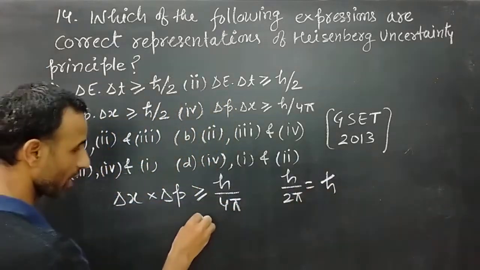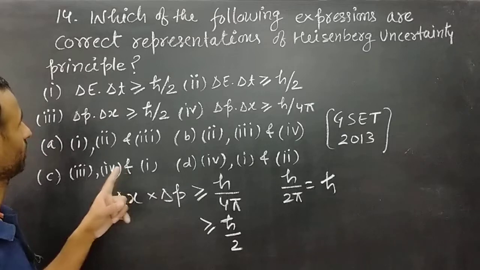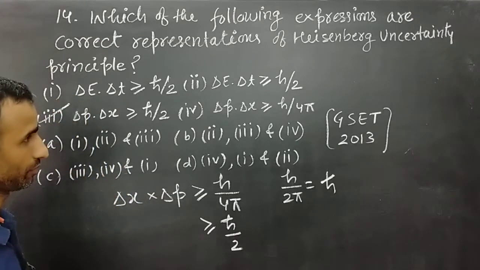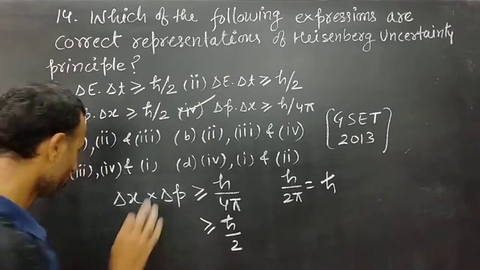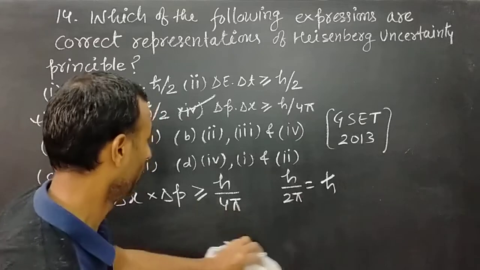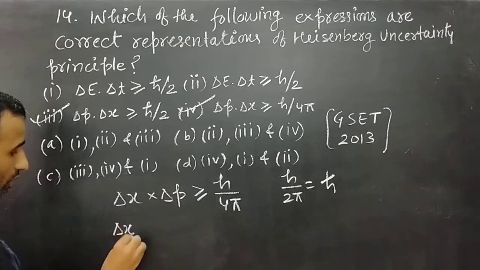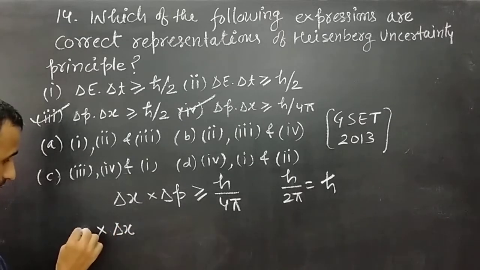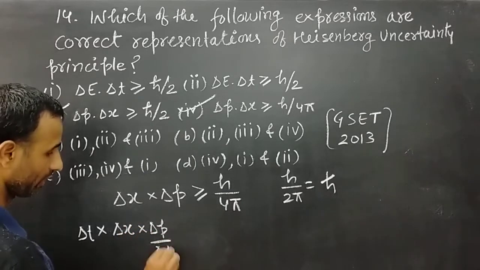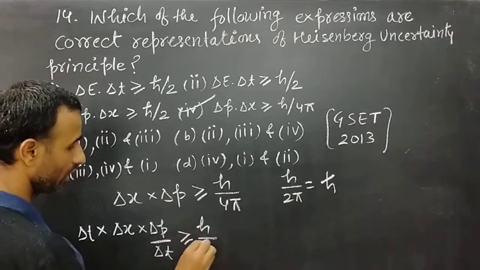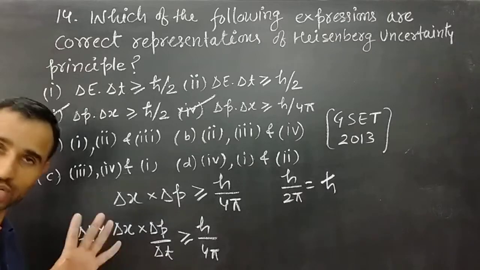So that means it can be written as h bar over 2. That means this is the right option. This one is also right. Now come to delta E and delta T. So now you know when this delta x is multiplied by delta T and divided by delta T, now this is a rate of change of momentum. Rate of change of momentum is force.